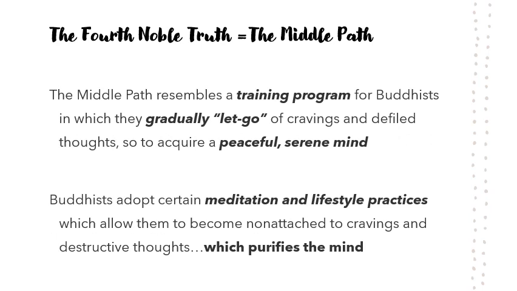Well, the way I like to explain it, the middle path resembles a training program in which Buddhists gradually let go of cravings and defiled thoughts so as to acquire a peaceful and serene mind. And while on this training program, Buddhists adopt certain meditation and lifestyle practices which allow them to become non-attached to cravings and destructive thoughts, which purifies the mind.